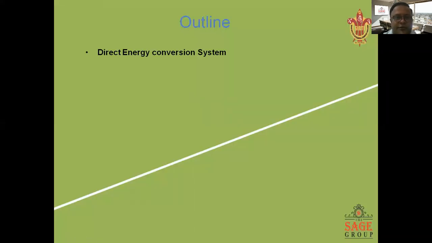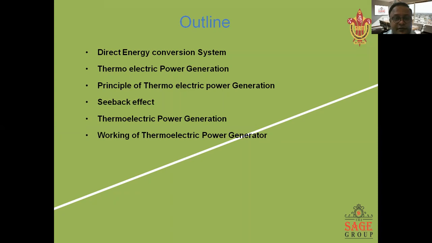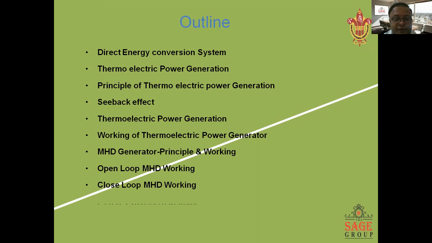This is the outline of today's lecture: direct energy conversion system, thermoelectric power generation, principle of thermoelectric power generation, Seebeck effect, working of the thermoelectric power generator, MHD generator, principle and working. What is the MHD generator? Open loop MHD working, closed loop MHD working, and power generation in India. So these are the outline of today's lecture.